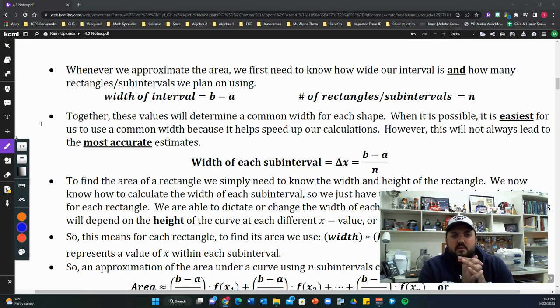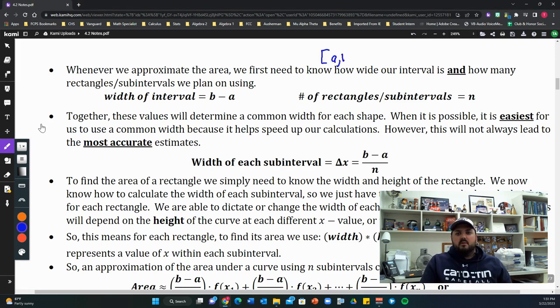Whenever we approximate the area, the very beginning of this process is always going to start off with us needing to know how wide our interval is, the whole thing from start to finish. We refer to that interval as A to B. You'll always be given the two x values, so A is our first, B is our last. That's the span of the x-axis or part of the curve that we want to cover. And then we also need to know how many chunks we want to break it up into, because that will determine the width, or excuse me, the width of each individual piece.